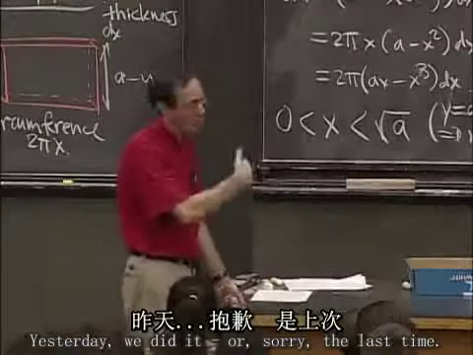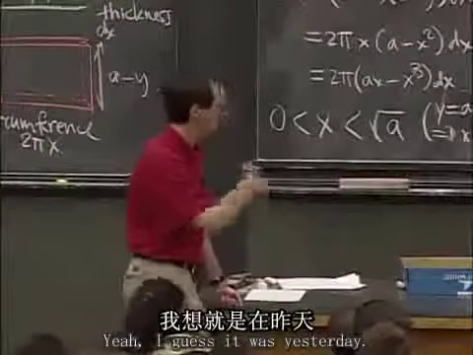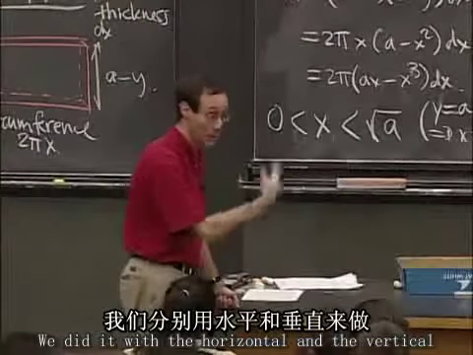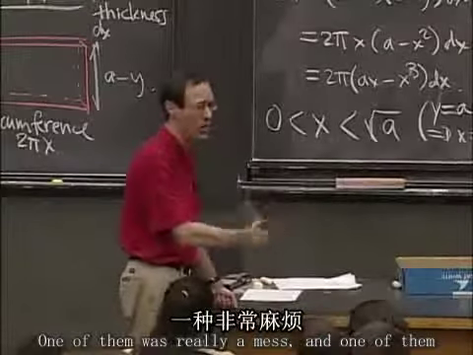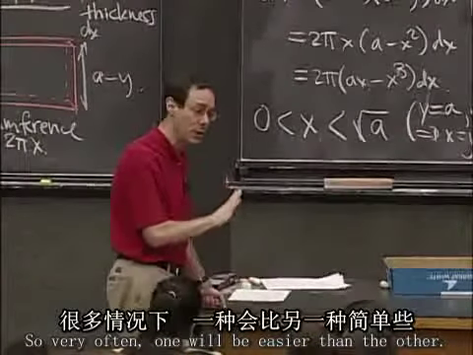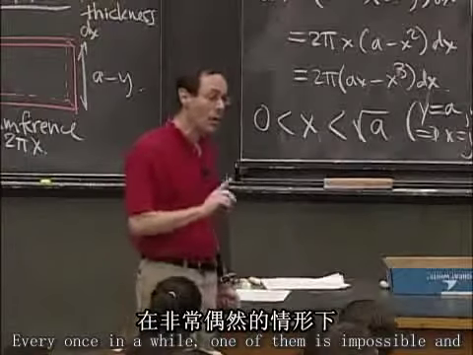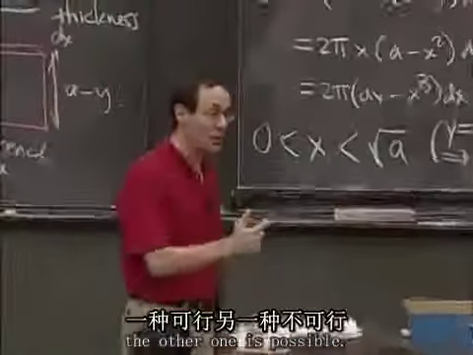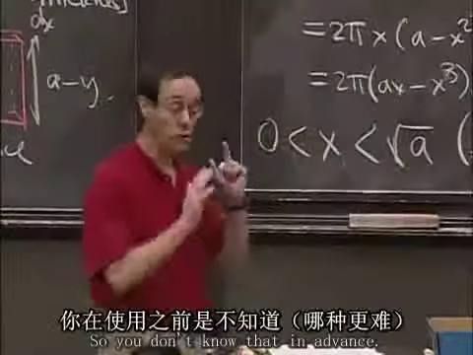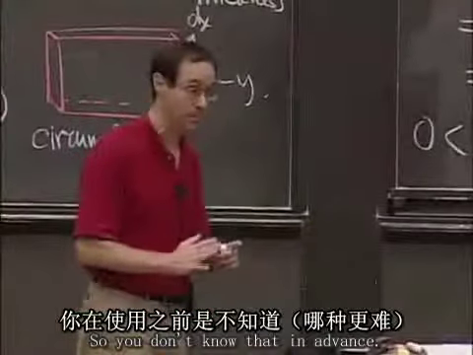Yesterday we did it, or sorry, the last time, yeah, I guess it was yesterday, we did it and the horizontal and the vertical were quite different in character. One of them was really a mess, and one of them was a little easier. So very often one will be easier than the other. Every once in a while, one of them is impossible, and the other one is possible. In other words, the difference in difficulty can be extreme. So you don't know that in advance.